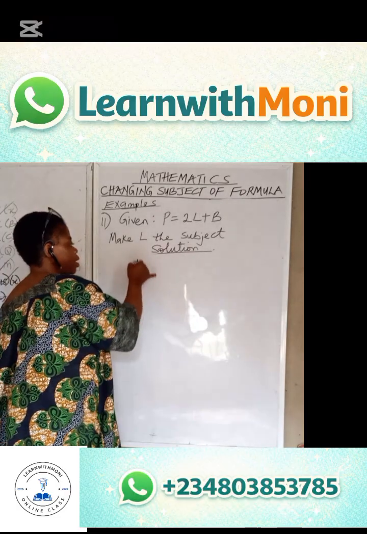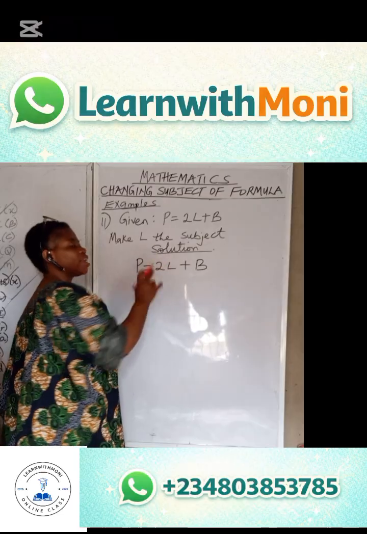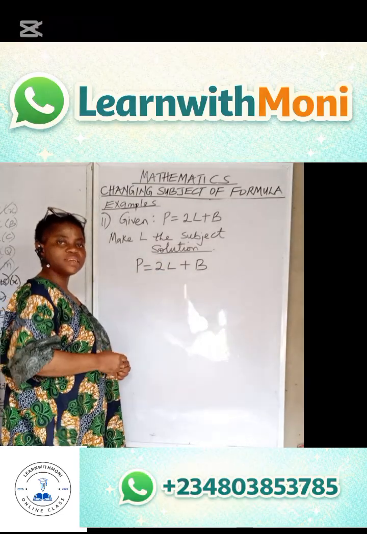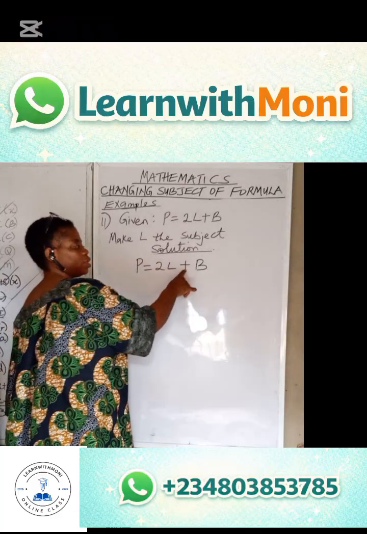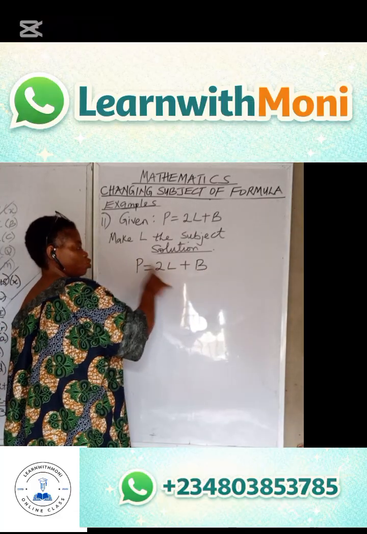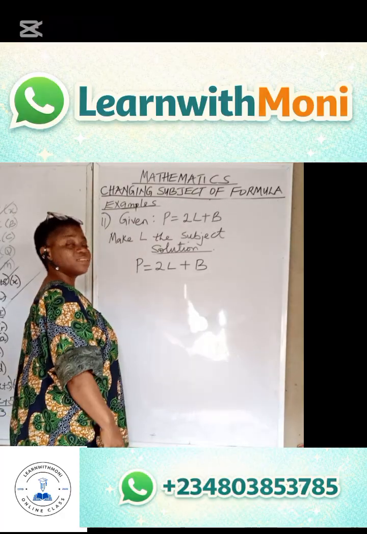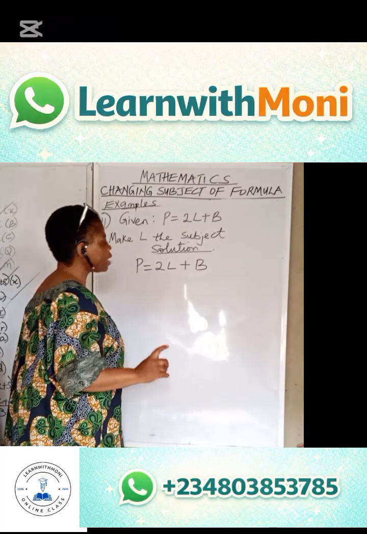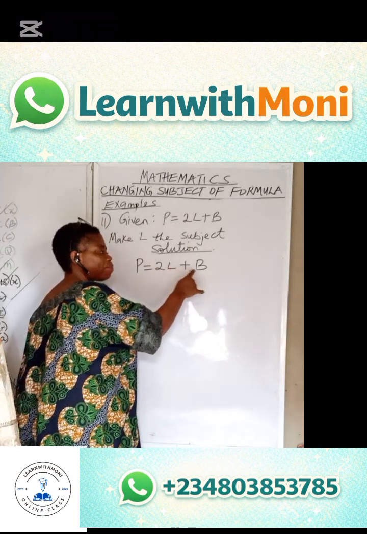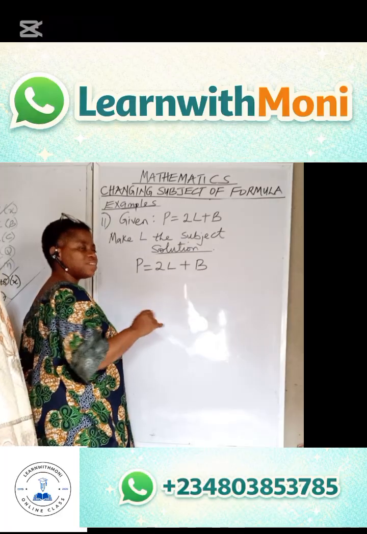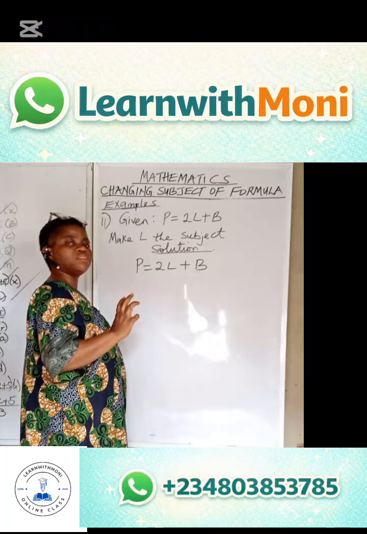We are given that P equals 2L plus B, and we desire that L should be standing alone as the subject of the formula. That means we have to remove the plus B and the 2 from that right hand side, the same side with L. Looking at this, the 2 is closer to L than the plus B. That means the plus B is the easier element to remove.